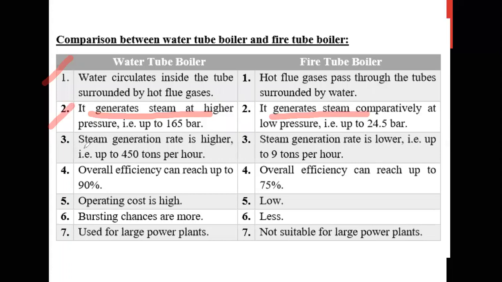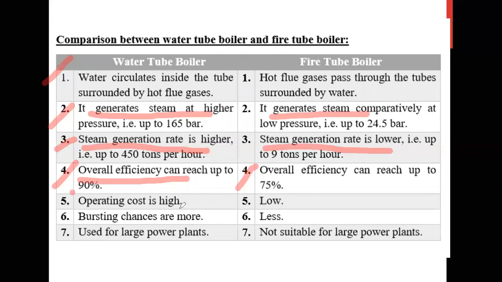The third one, the steam generation, is also high. I said the amount of hot gas is higher, so the steam generation will be much quicker. In the fire tube boiler, the steam generation is a little bit lower. The overall efficiency of the water tube boiler is higher, that is 90%, and the efficiency of the fire tube boiler is 75% on a standard size.